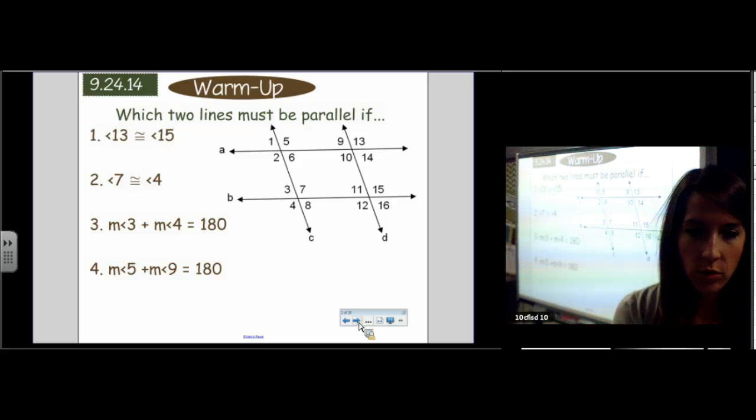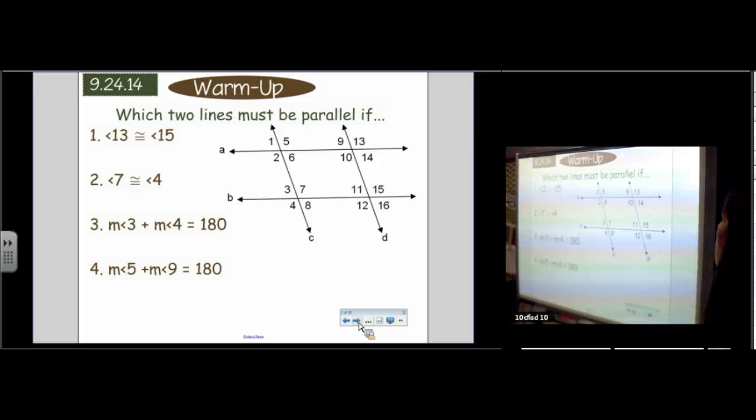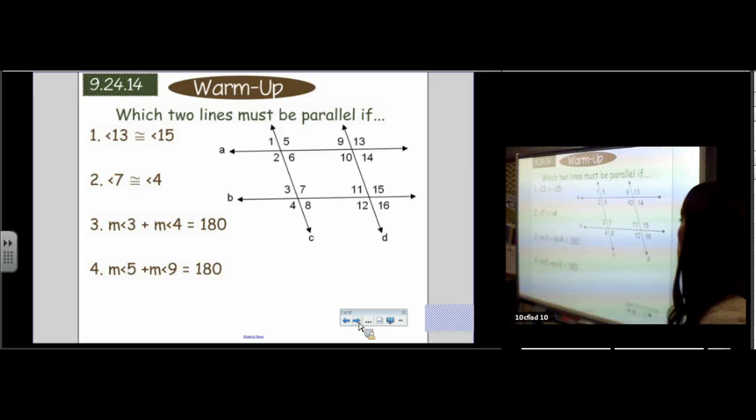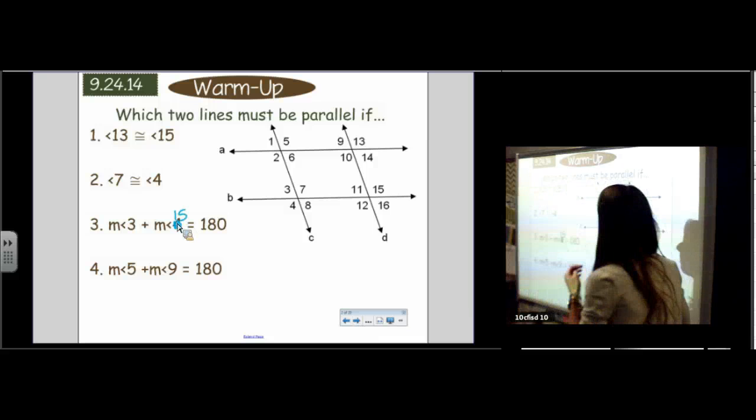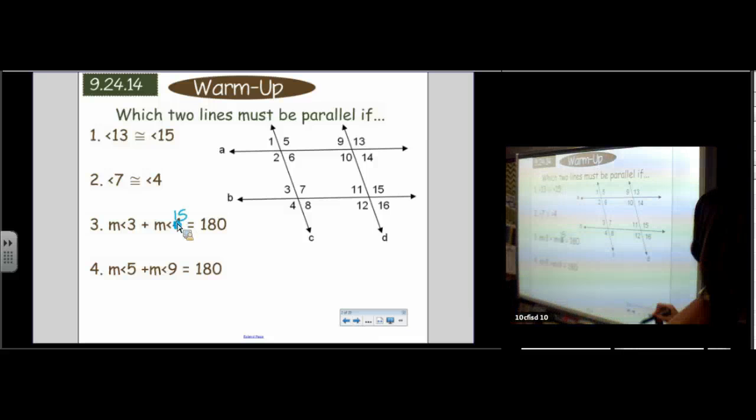Angle 13 is congruent to angle 15. Documenting and taking attendance. And I'm actually going to change this. Okay, I like that better. All right, 13 is congruent to 15.